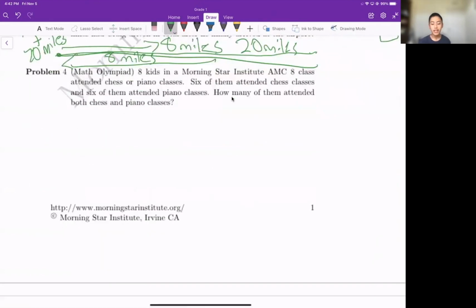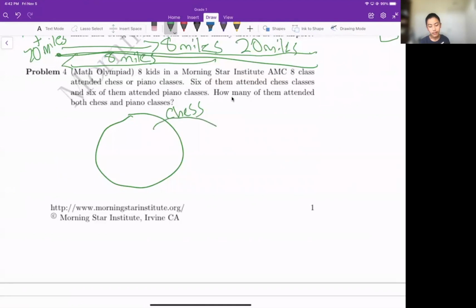For problem 4, it says 8 kids in a Morningstar AMC class attended chess or piano classes. 6 of them attended chess classes and 6 of them attended piano classes. How many of them attended both chess and piano classes? So first of all, 6 of them attended chess.